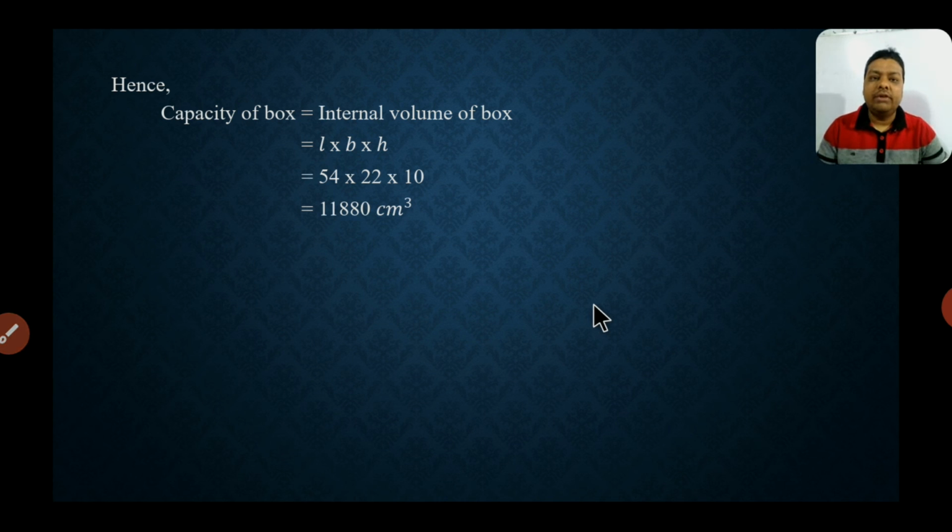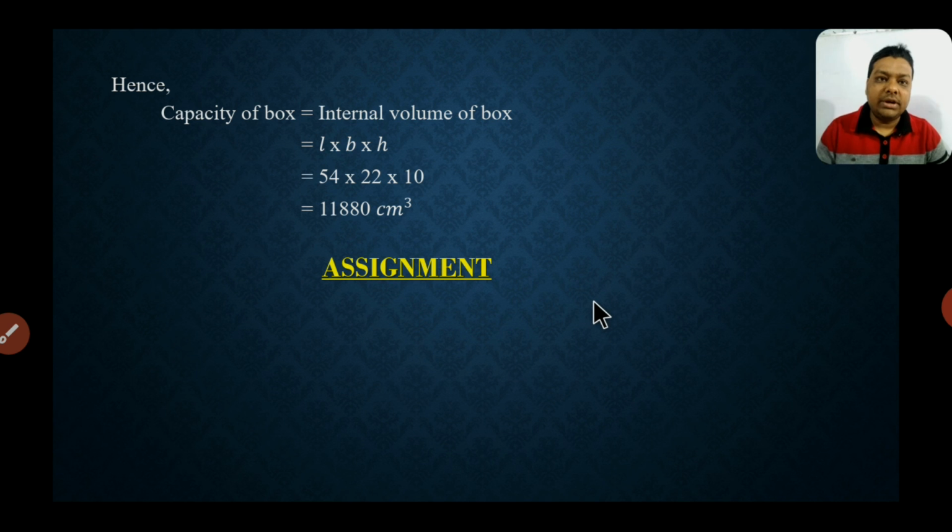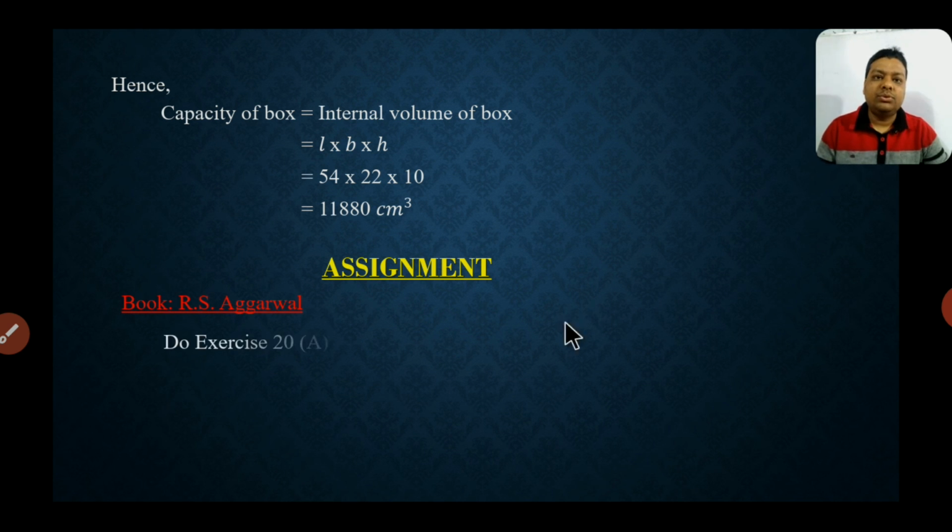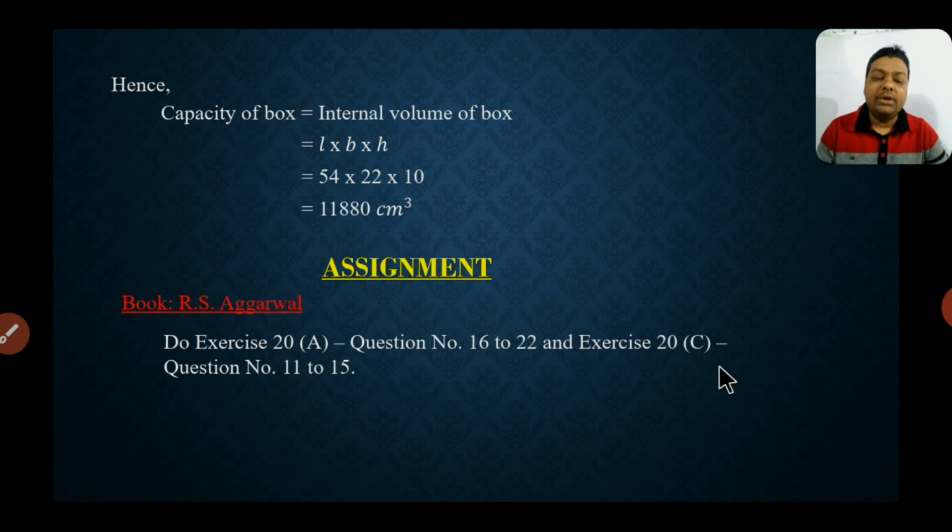I hope that you all have understood, students. So you have to do some assignment work at your home, dear. In the RS Aggarwal book, you have to solve exercise 20A, question number 16 to 22, and you have to solve exercise 20C also, question number 11 to 15. Okay, dear, so thank you. We will meet in the next class.